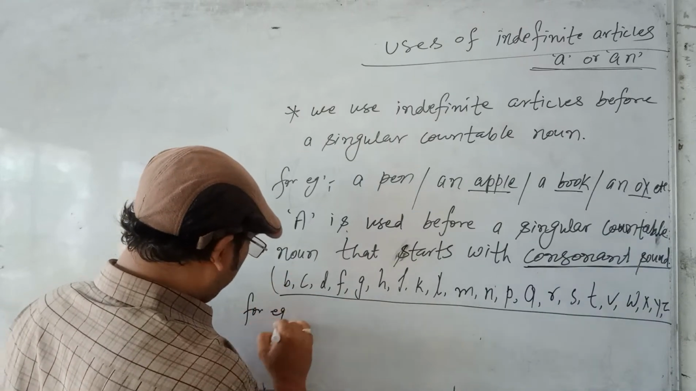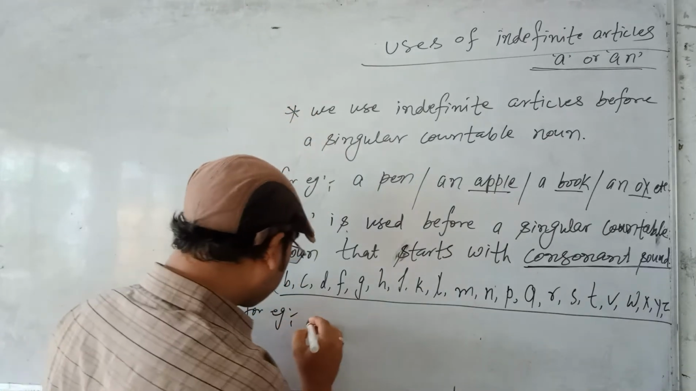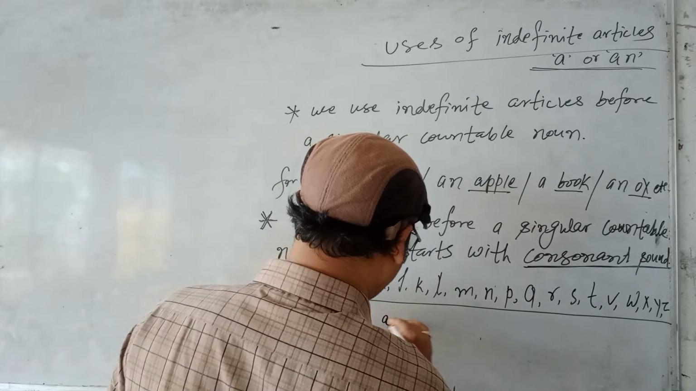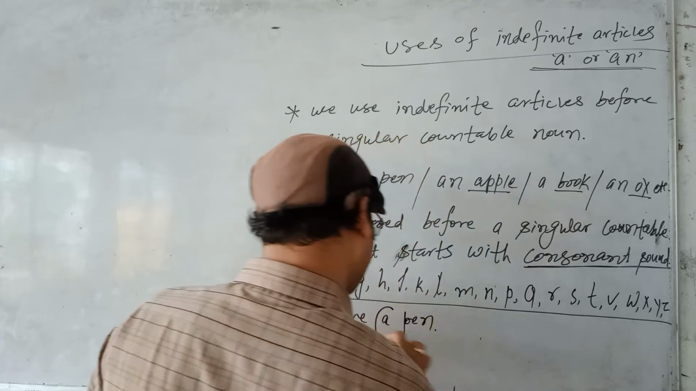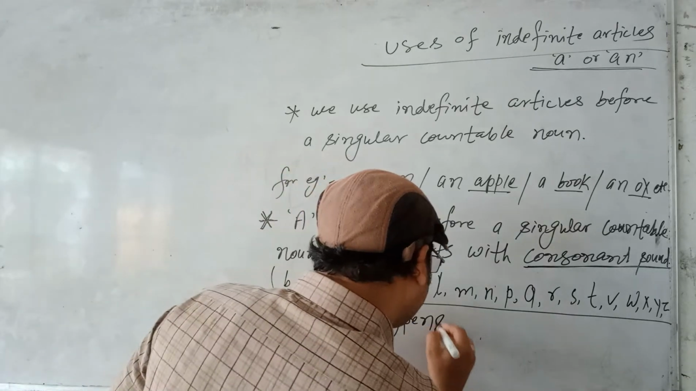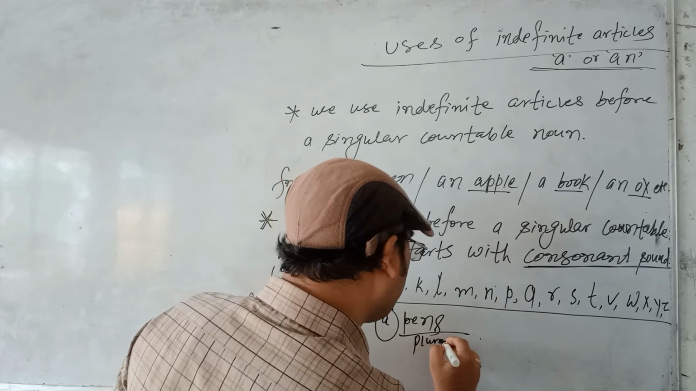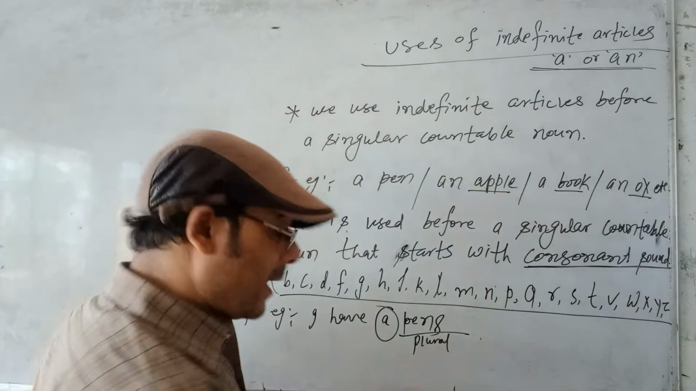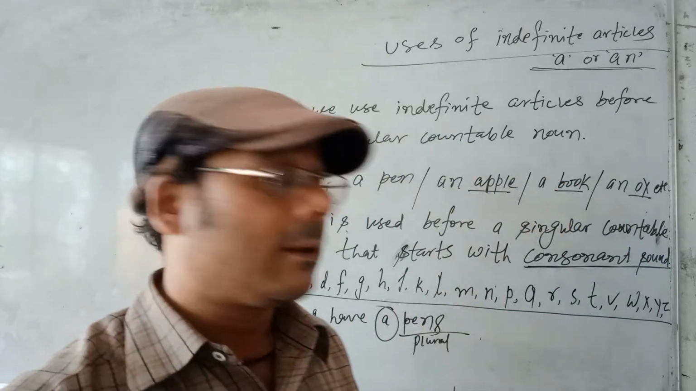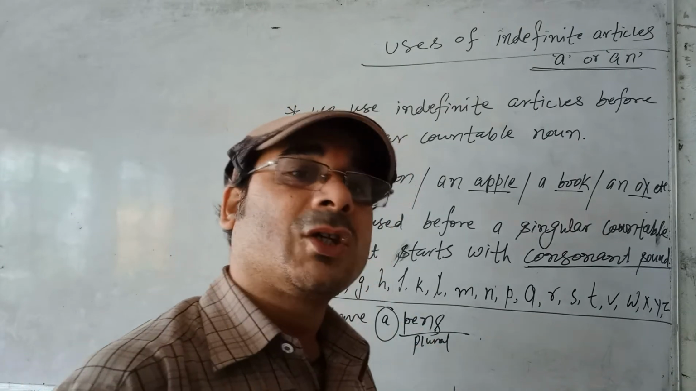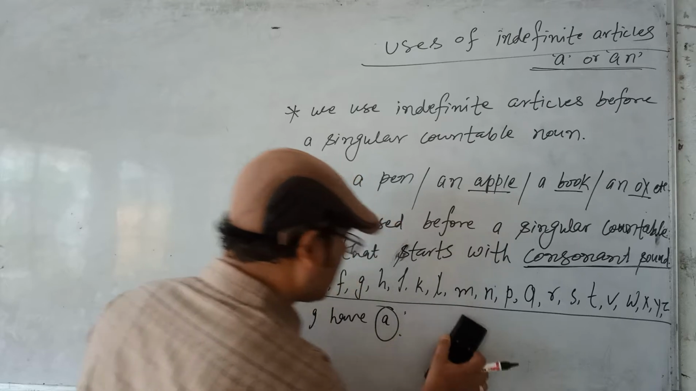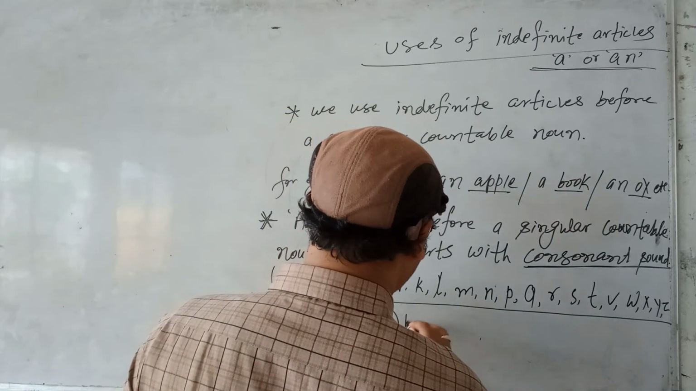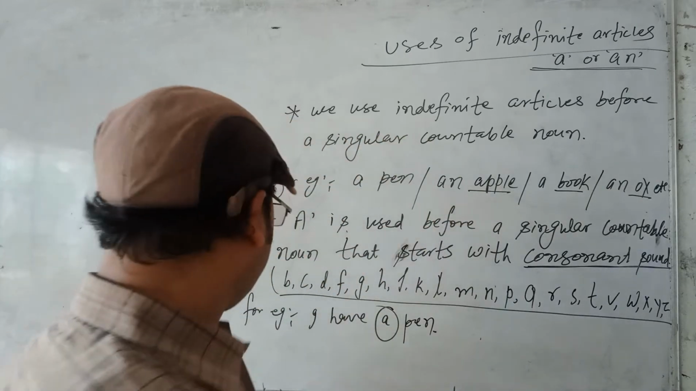For example, see, I have a pen. A pen. Students, if you see pens, this is plural. Before a plural countable noun we can't use indefinite article a or an. So to use indefinite article a or an, the noun must be singular countable, and a is used before a singular countable noun that begins with a consonant sound.